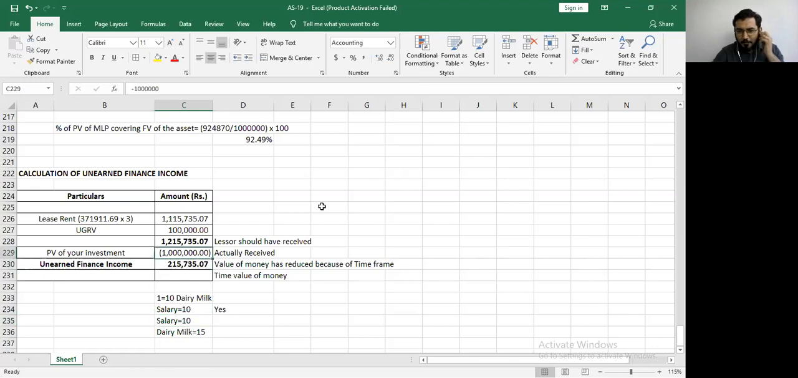Similarly, I got 12,15,735, but due to time value of money, its purchasing power is how much? Only rupees 10 lakhs. That is why my unearned finance income comes to 2,15,735. Right? Are you conceptually clear with this entire question?